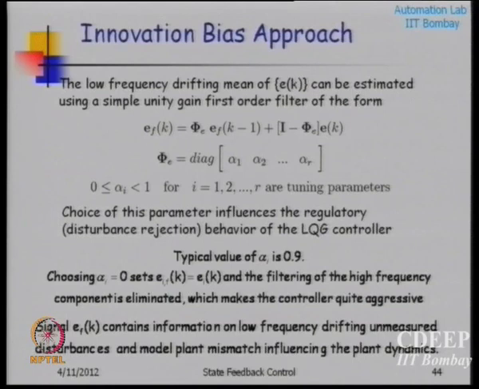So I can use this filtered signal. What does this filtered signal contain? Let's suppose that there is some optimal way of choosing this and knocking off the high frequency part, which is like white noise, leaving the low frequency part, which is like a drift. What does this drifting signal contain? It contains everything that is not explained by the model. What is that? Model plant mismatch. It may have drifting disturbances. Model plant mismatch, drifting disturbances, colored disturbances, non-white disturbances, everything is contained in this EK.